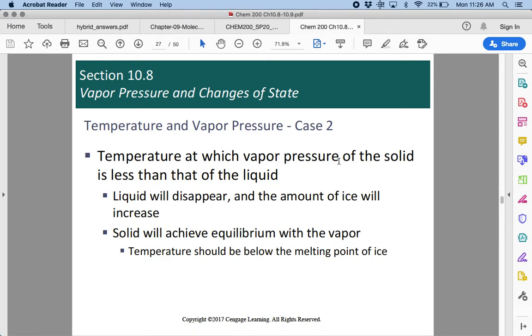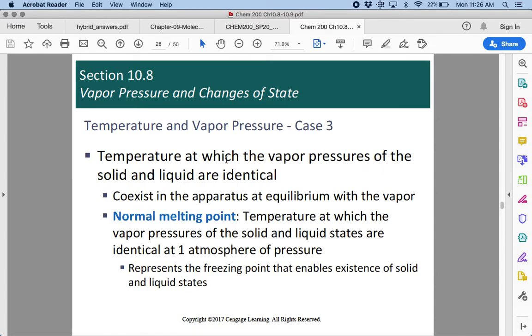Now consider the temperature at which the vapor pressure of the solid is less than the liquid. If the vapor pressure of the solid is less than the vapor pressure of the liquid, the liquid will disappear, because we're going to try and reach that equilibrium again. So to achieve that equilibrium, the temperature has to be below the melting point of the ice. In this case, we're talking about water, but it applies to any liquid.